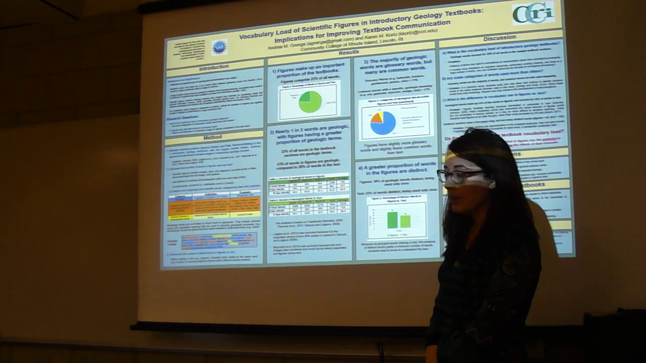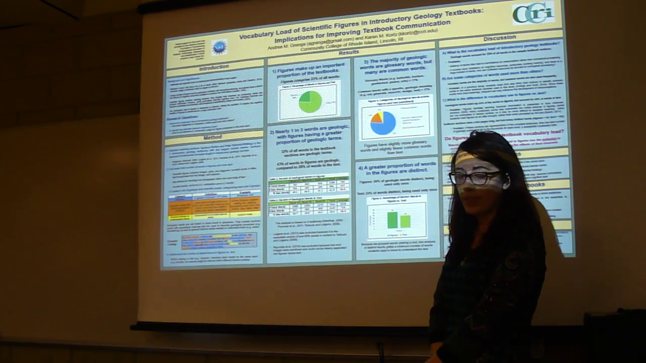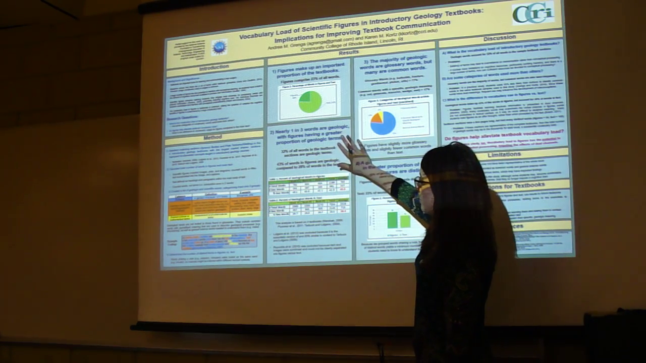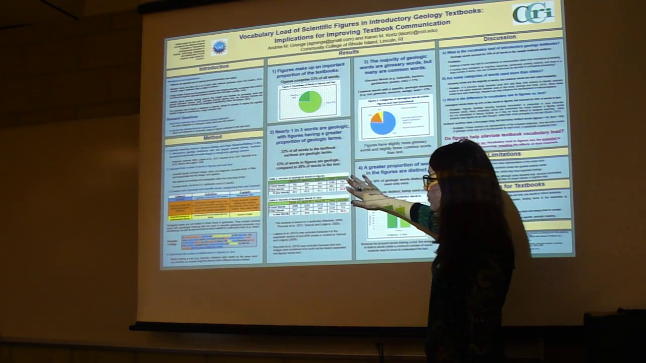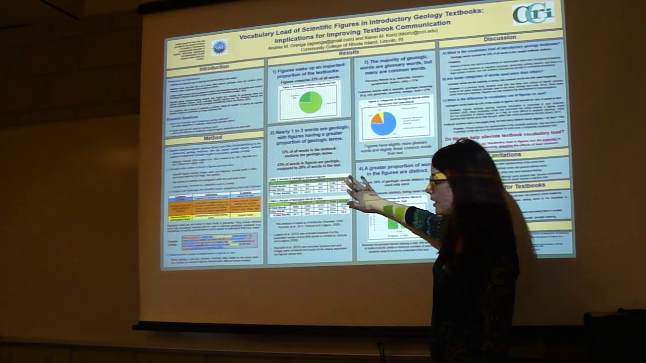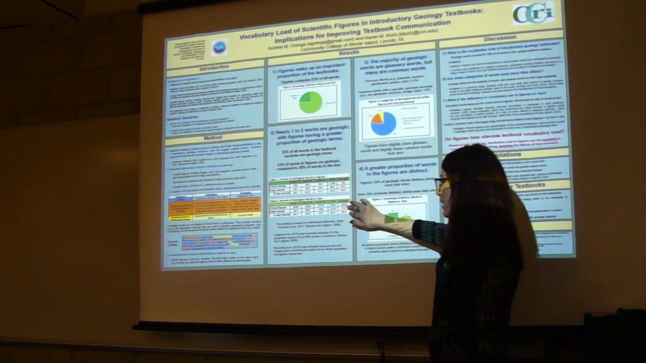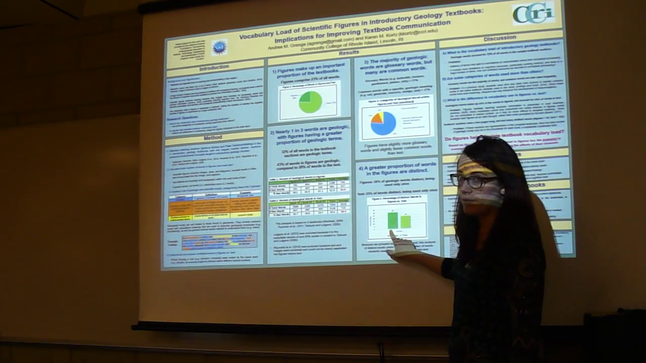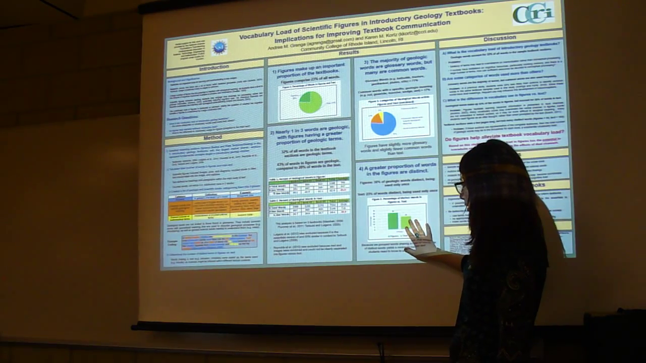So to answer the second question, which was comparing vocabulary load within the text versus figures, we found that figures have a greater proportion of geologic terms, with about 43% of words in figures being geologic and only 28% in the text. And also within figures there's a greater proportion of distinct words as compared to text.